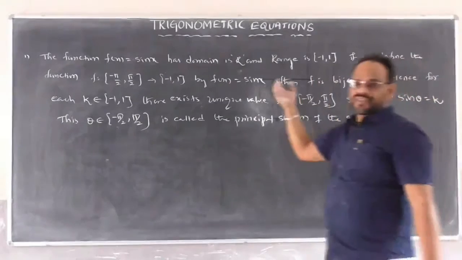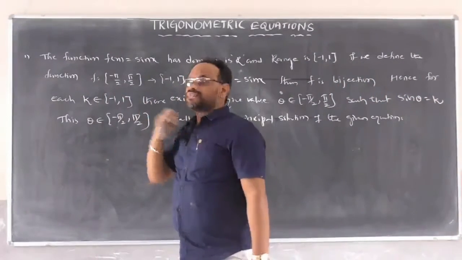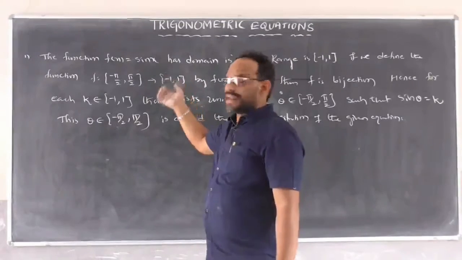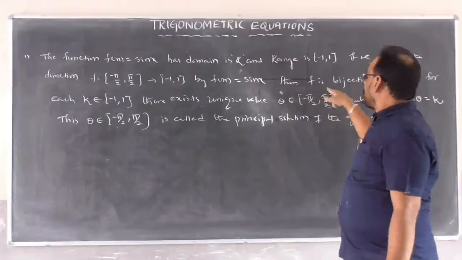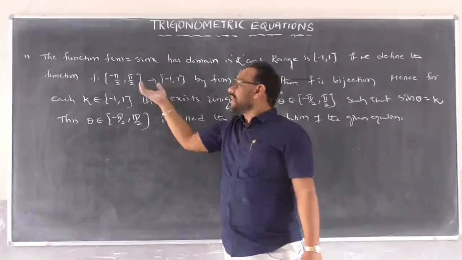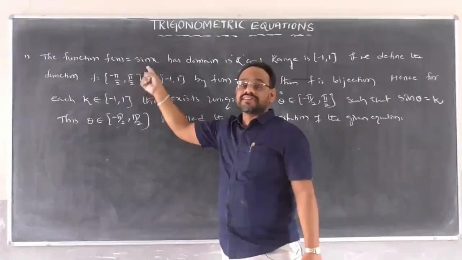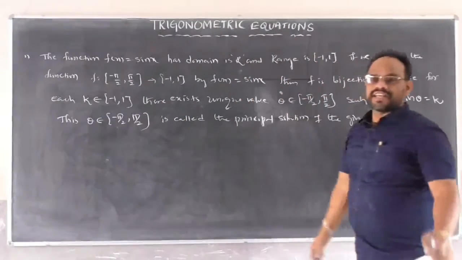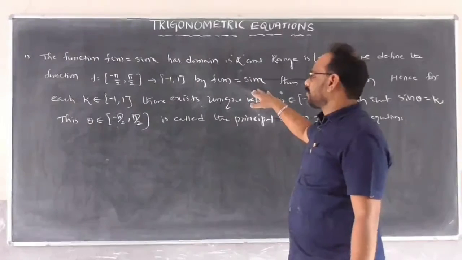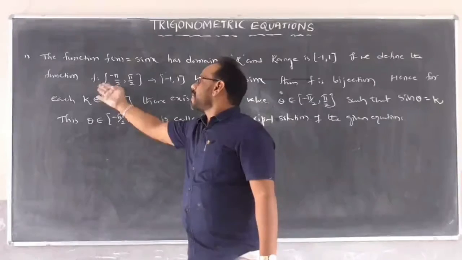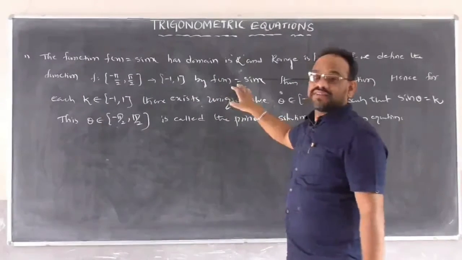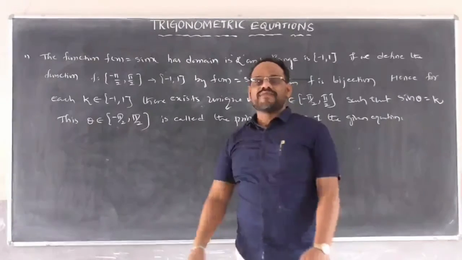If we define the function f from [-π/2, π/2] to the closed interval [-1, +1] by f of x equals sin x, then only is sin x a bijective function. A bijective function means it satisfies one-one and onto. So when we say f of x is a bijective function, it means it is mapping from the closed interval [-π/2, +π/2] to the closed interval [-1, +1]. Then only we say that f of x is a bijective function.